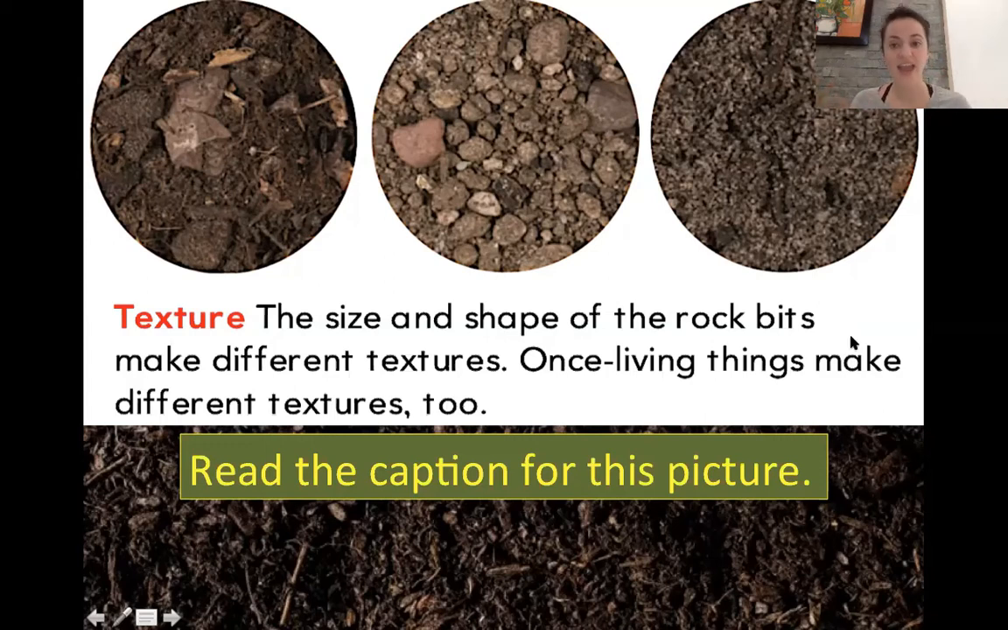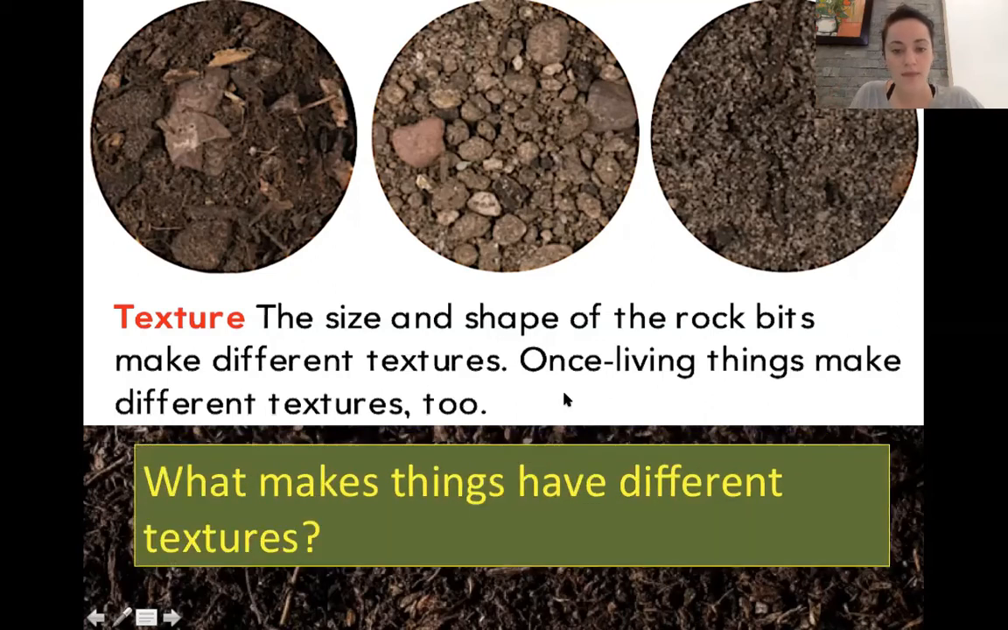Is it rough? Is it soft? Is it smooth? Is it hard and dry? And the animals and plants in the soil change the texture too. So what makes things have different textures? Sina, what makes things have different textures?